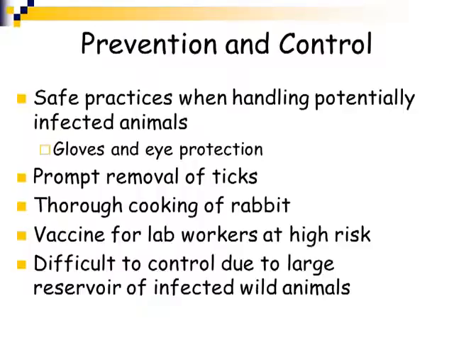Safe practices when handling potentially infected animals are a way to prevent and control infection: wearing gloves, eye protection, thick gloves where if an animal were to bite you, it wouldn't penetrate the skin, promptly removing ticks from your skin if they're attached, thoroughly cooking rabbit. You never want to cook raw wild meat that might be infected. There is a vaccine for laboratory workers that are at high risk. However, it's not a commonly used vaccine.